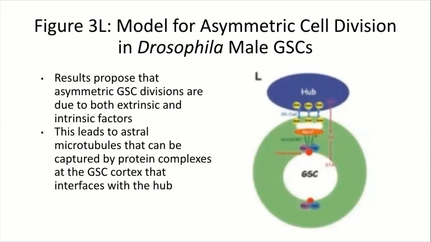centrosomes. So these results propose that asymmetric outcome of GSC divisions is due to extrinsic factors that identify stem cells and an intrinsic factor that orients the cell division plane based on the microenvironment. Also, astral microtubules can be captured by protein complexes at the GSC cortex that interfaces with the hub.